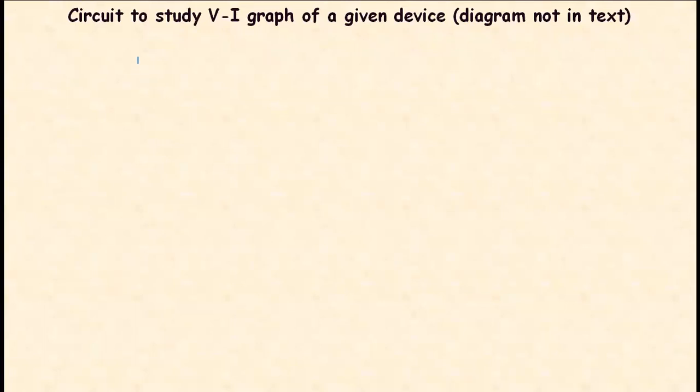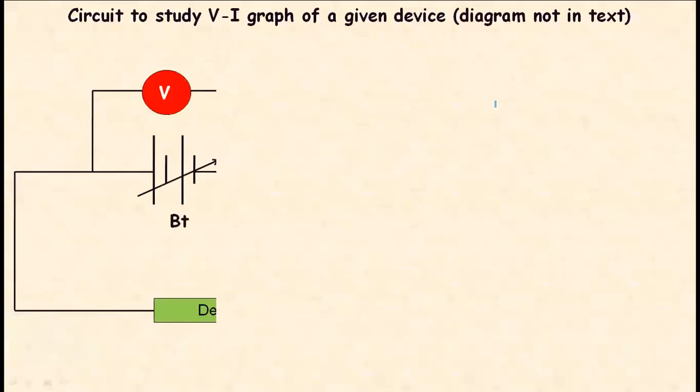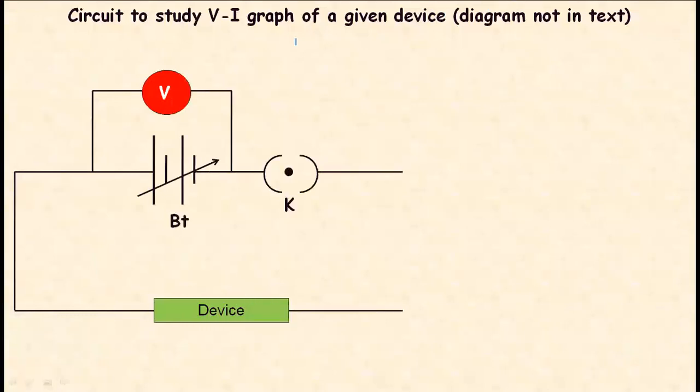Now, let us stick to a circuit which is required to study VI graph for a given device. It may be a device which is going to obey Ohm's law, or it may not obey Ohm's law. So for both the devices, I'll be using the same circuit. And dear students, note that the circuit diagram is not there in the book. So just for reference, I'm going to draw the circuit here. Okay. So this is the circuit to study VI graph of a given device.